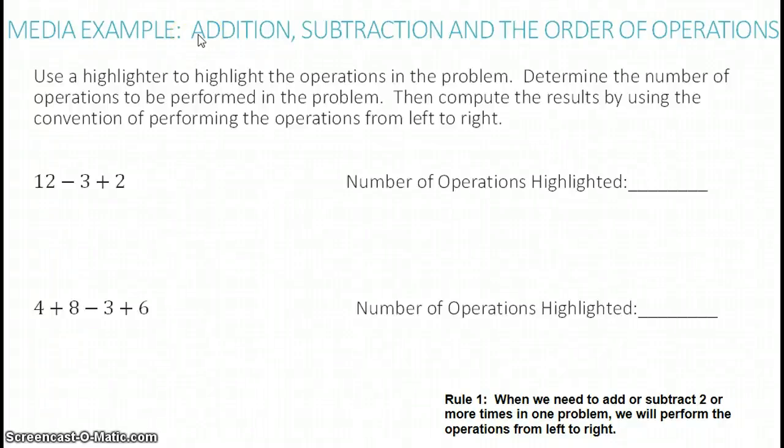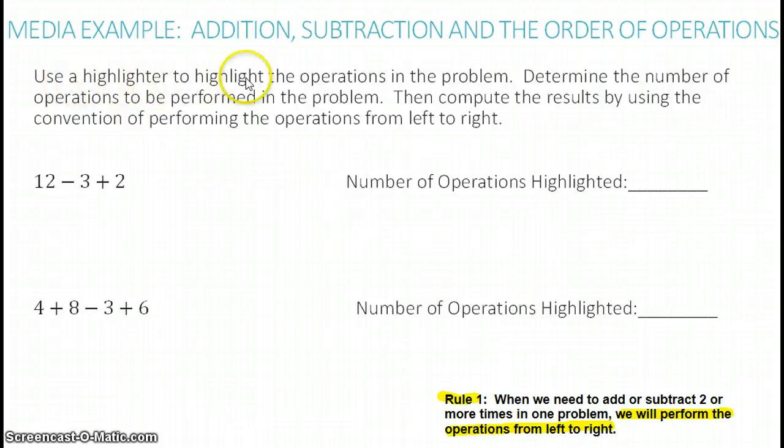In this example, we're going to continue to explore addition, subtraction, and the order of operations. We're going to use the rule that we learned in the last example, Rule 1, that says when we need to add or subtract 2 or more times in one problem, we will perform the operations from left to right. So let's look at the directions.